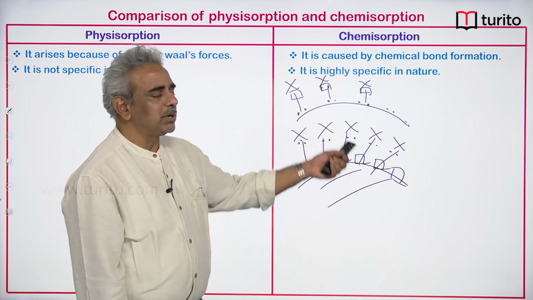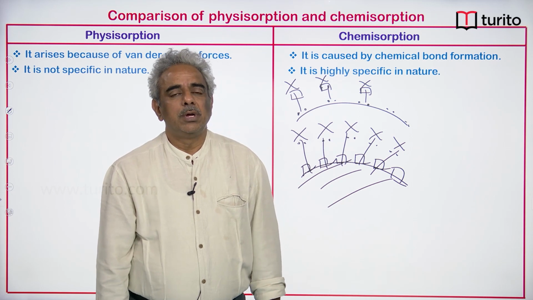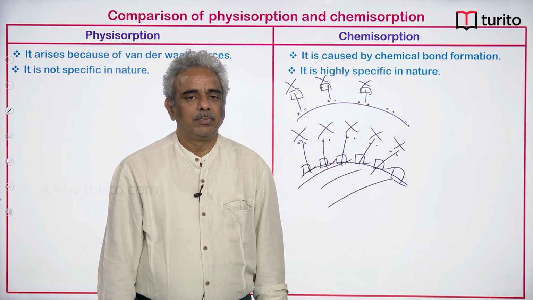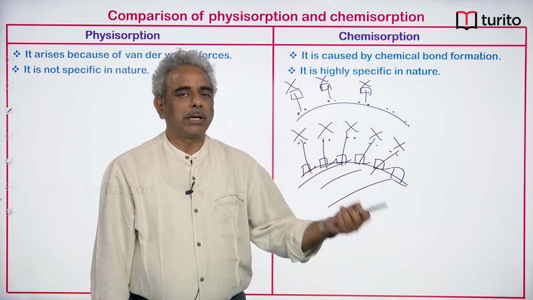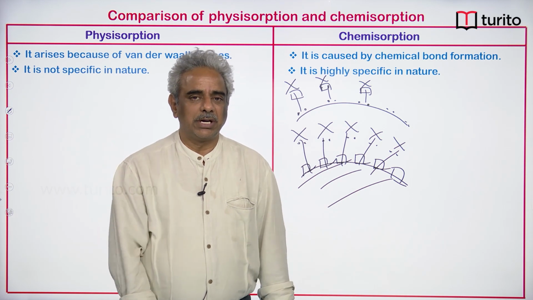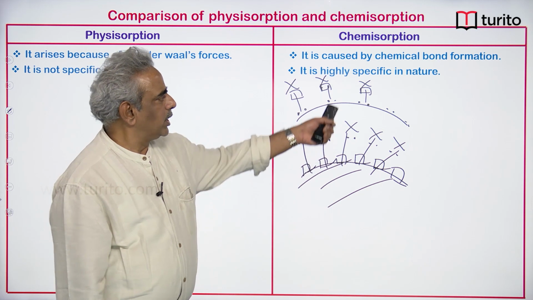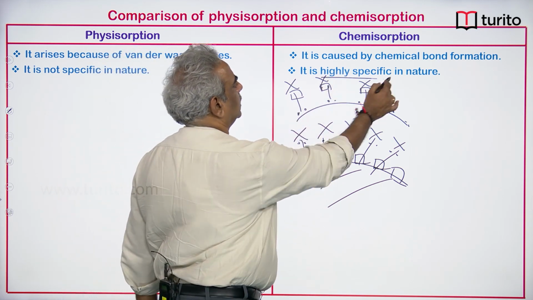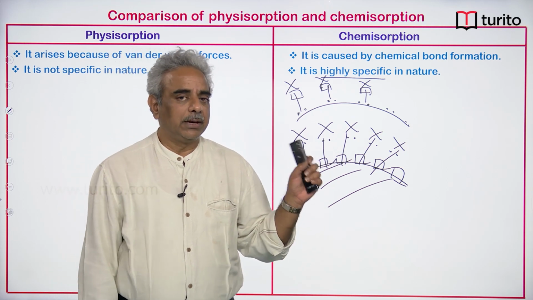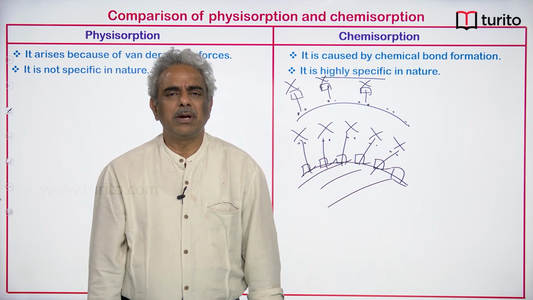So, the surface will have some features, and the adsorbate must have the counter feature such that a bond can take place. So, for the bonding to occur, there is a condition. It is not as general as in physical adsorption. It is not van der Waals force. So, for the bonding to take place, it is highly specific. So, chemisorption is highly specific. Physisorption is general, it can happen anywhere.